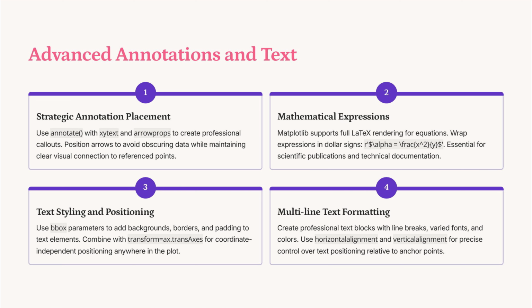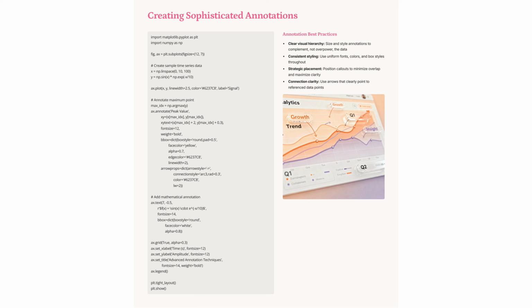Employ bbox for styled text with backgrounds and borders, using transform=ax.transAxes for flexible positioning. Multi-line text formatting allows for varied fonts and colors, enhancing clarity and professionalism. Creating sophisticated annotations involves strategic placement and styling to enhance data clarity.